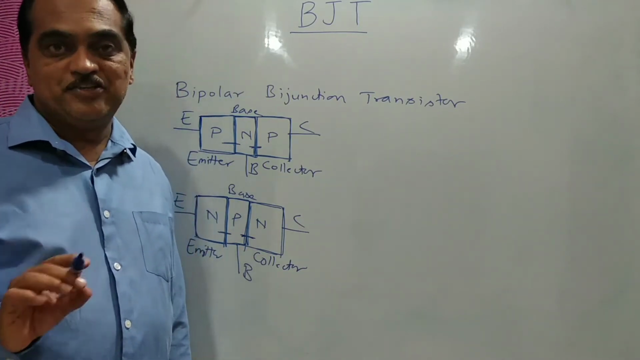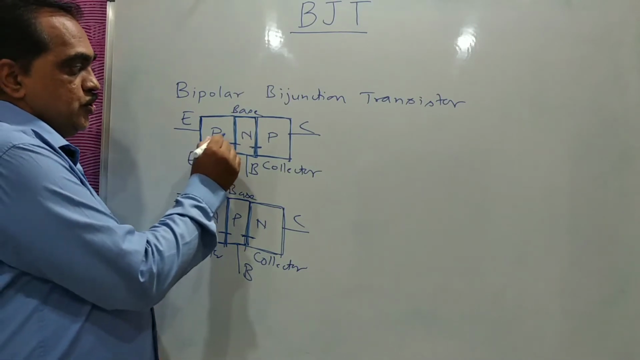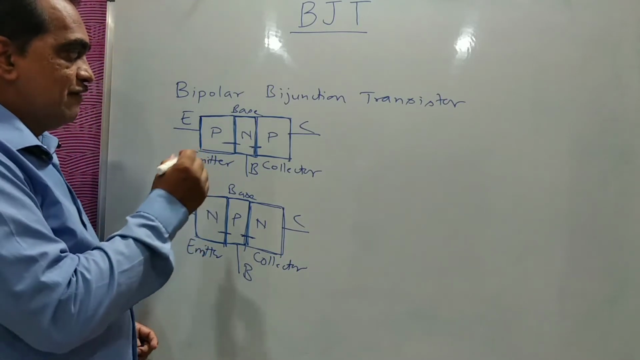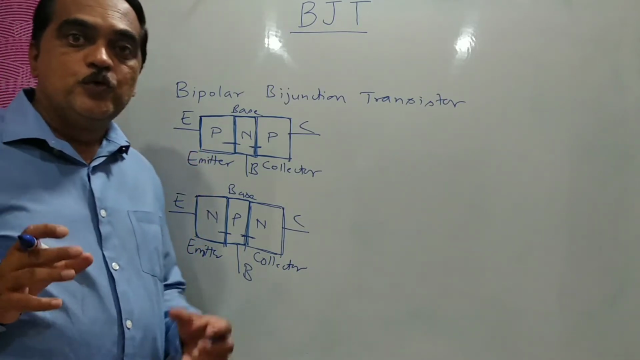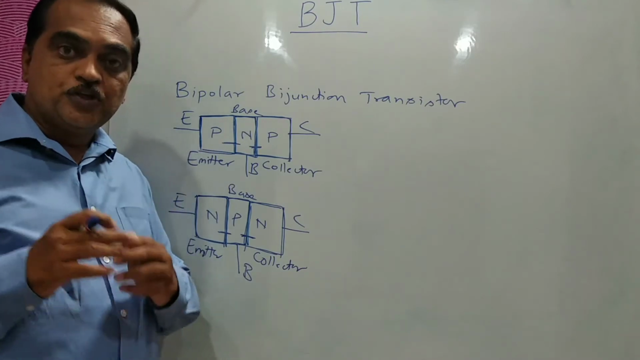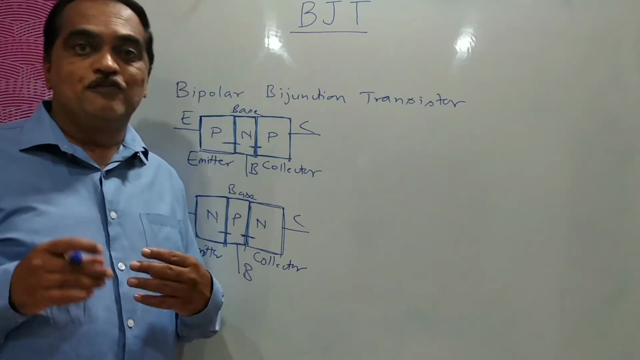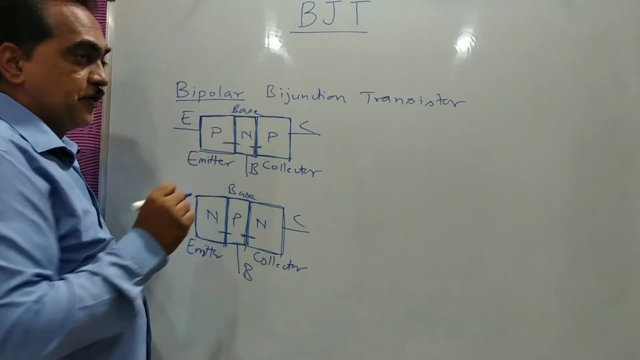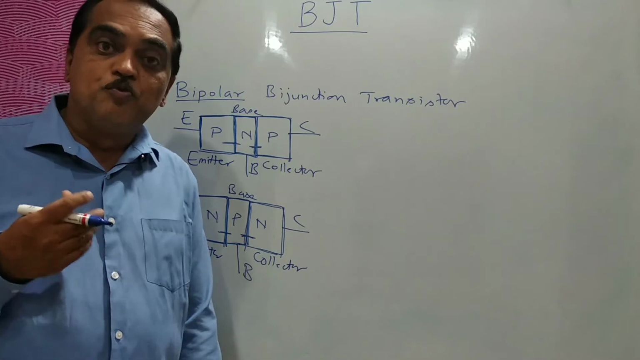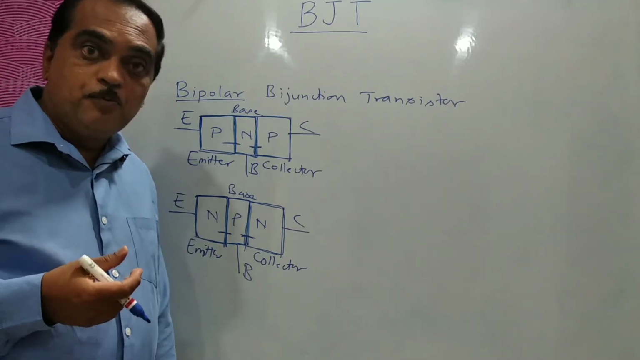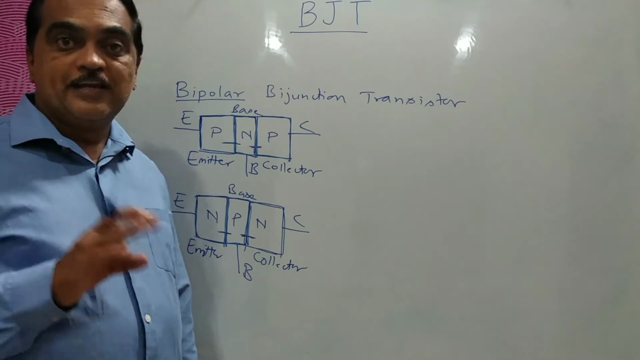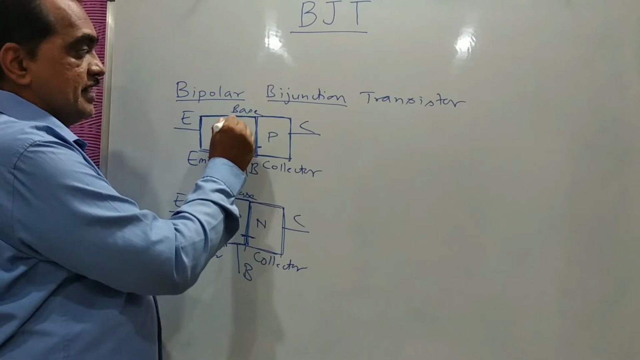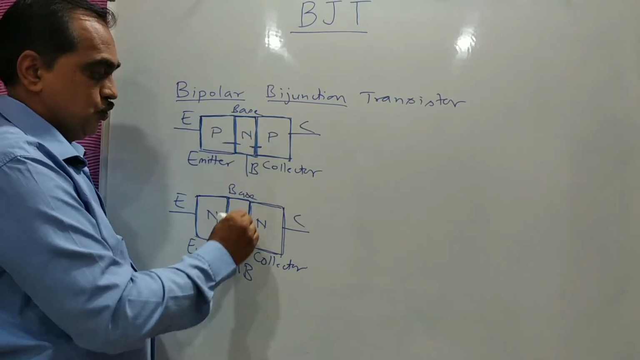Two junctions means bijunction. And because both P and N type materials are involved, you have holes and electrons, which constitute the flow of current. So the current flows because of holes and also because of electrons. So it is called bipolar. Bipolar means the current flowing through the transistor is made up of two types of charge carriers, holes and electrons. And bijunction means it has two junctions.